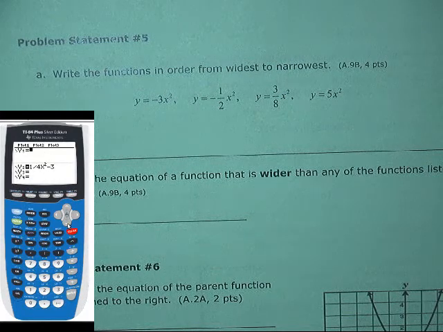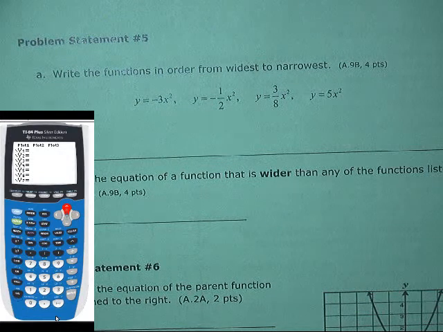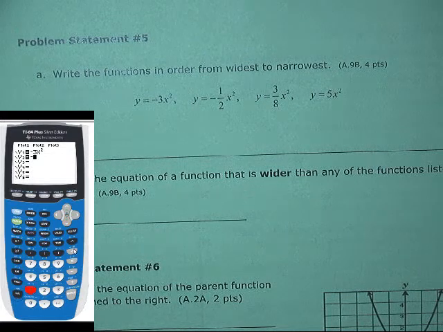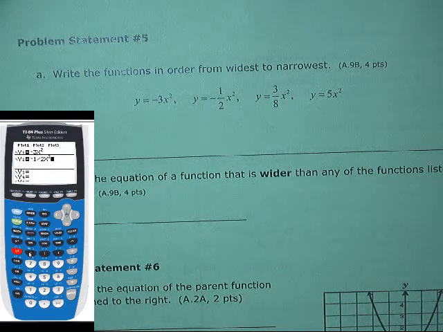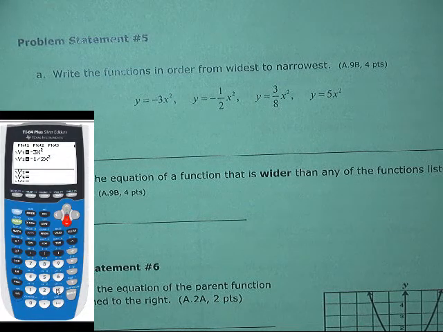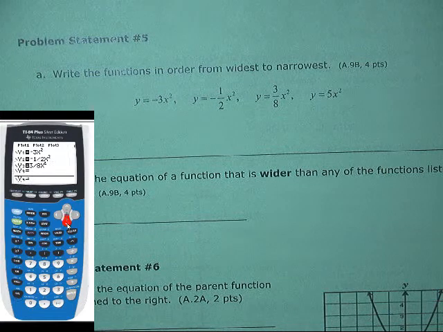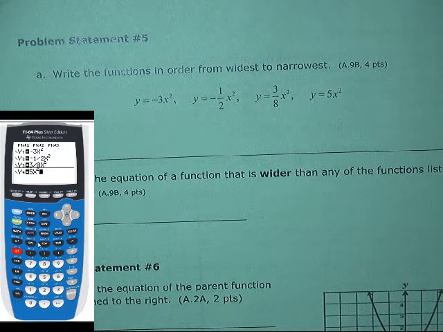Let's go ahead and clear out all the stuff in y equals that we have. Let's go ahead and put in negative 3x squared in the first one. Negative 1 half x squared into the second one. 3/8 x squared into the third one. And then 5x squared into y4.